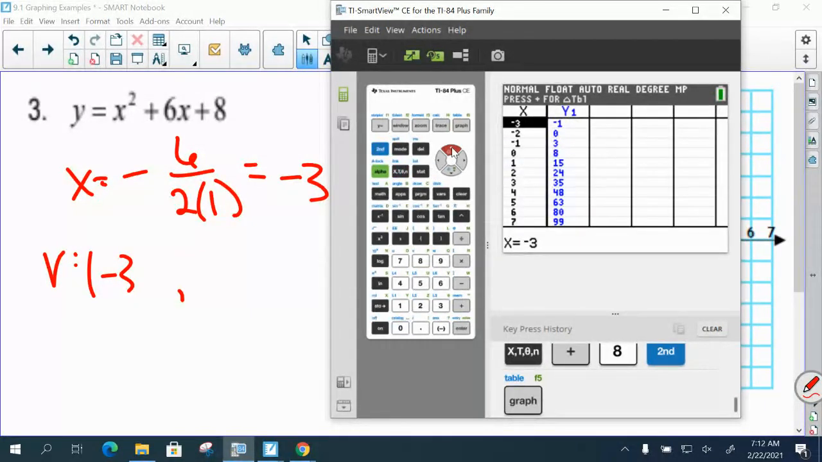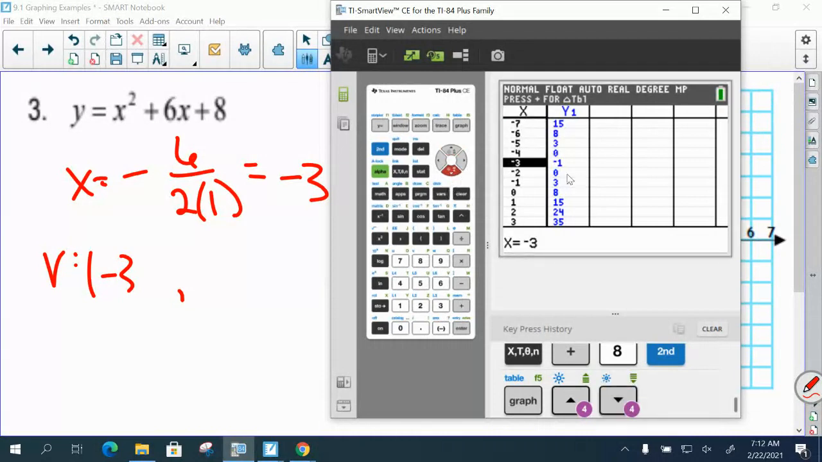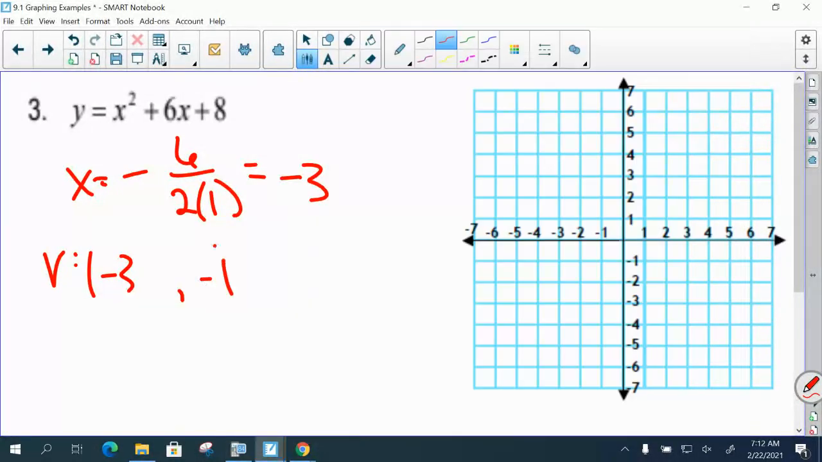So I'm going to go to negative 3. Actually, I'm going to go up a little bit and then back so I can see the symmetry. Negative 3 is at negative 1. And then we go 0, 3, and 8. So your vertex is at negative 3, negative 1. The parabola should open up since it's positive. And we said 0, 3, and 8 on that side, and then 0, 3, and 8 again on that side.